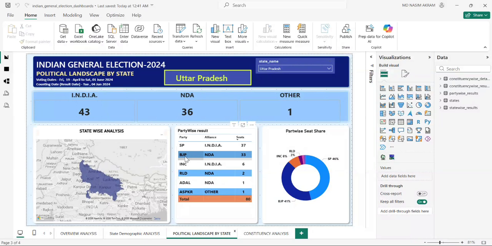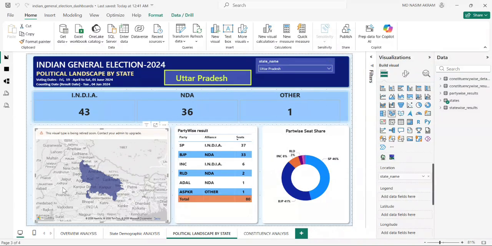NDA has got BJP, which is a part of the NDA, has got 33 seats, and the Indian National Congress, that's a part of India Alliance, has got 6 seats. In the India Alliance, SP and INC are part of the Indian Alliance, while there are other parties that are part of NDA Alliance. Okay, so let's see if you want to see it for any other place.